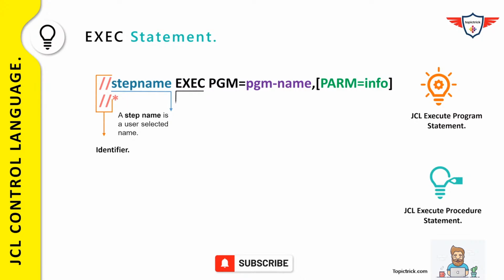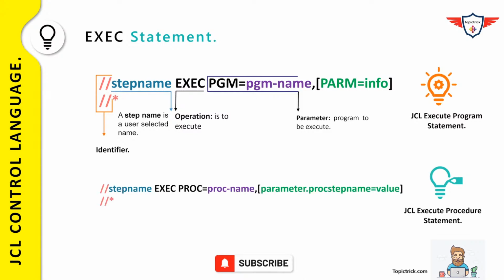After that you have an operation keyword. In this case it would be EXEC because we are writing an execute statement. After that you have PGM equals program name. This parameter is used to specify the name of the program that you want to execute. Although the PGM parameter looks like a keyword parameter, it is a positional parameter and it must be coded first on the EXEC statement.